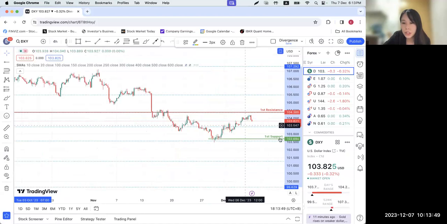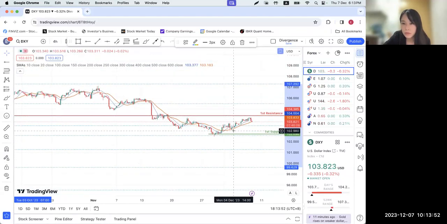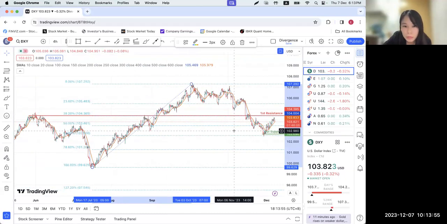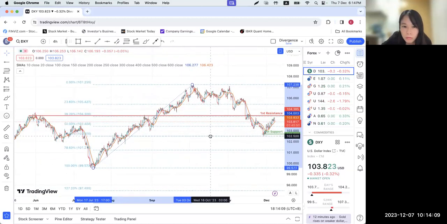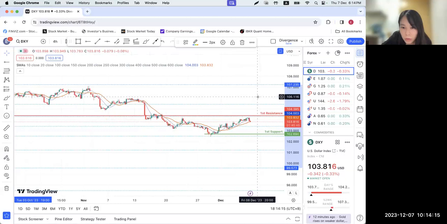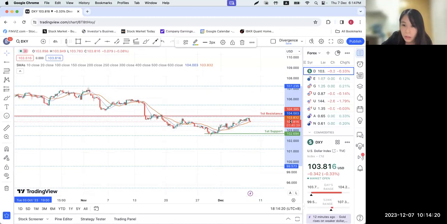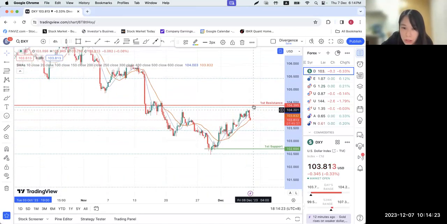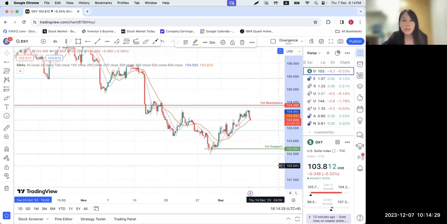Okay, let's move to the H4 chart. So for the H4 chart, it's also pretty similar. You can see the price has started to come down, moving away from the first resistance and the Fibonacci retracement area, back down to the first support area.